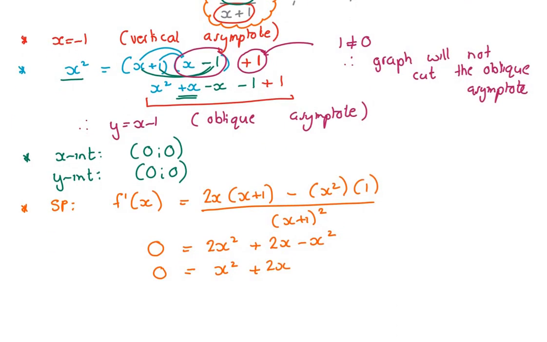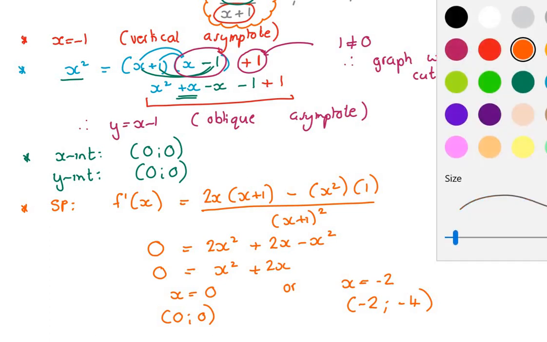Now, this is AP Math, so we definitely don't show factorizing. We either put that in our calculator or we do it in our head, but I get x is equal to 0 or x is equal to negative 2. So as a coordinate, we know that's 0, 0. If I substitute negative 2 into my simplified version of my function, so x squared over x plus 1, I get negative 4.